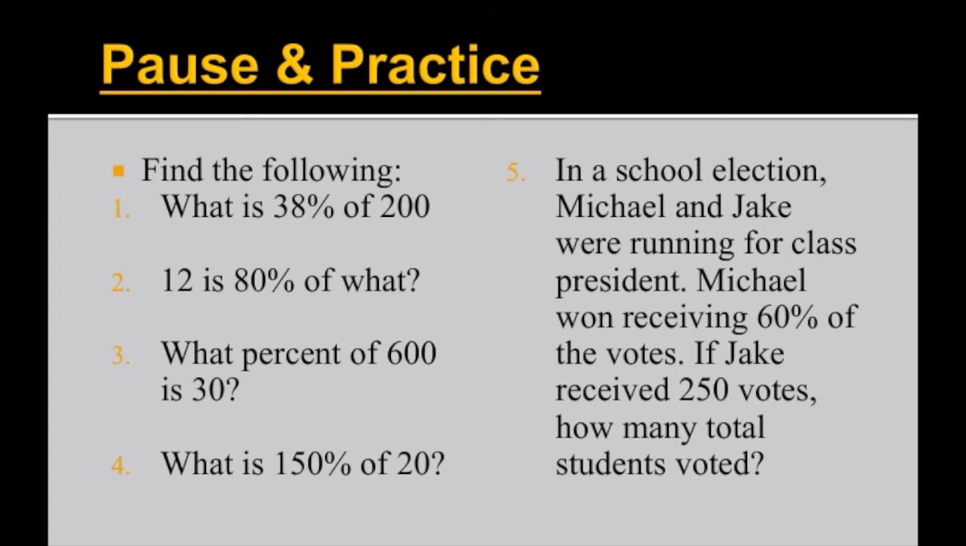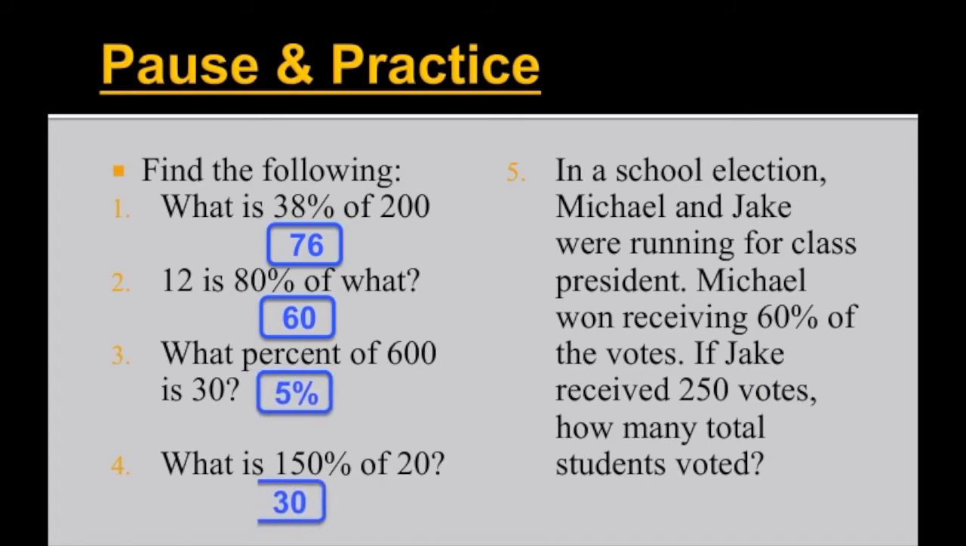So let's review our answers. Number 1 is 76. Number 2 is 60. Number 3 is 5%. Number 4 is 30. And number 5 we'll go over together on the next page.